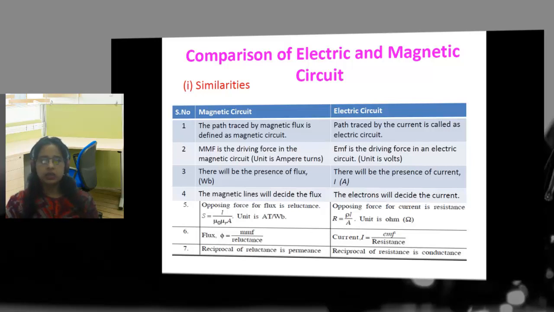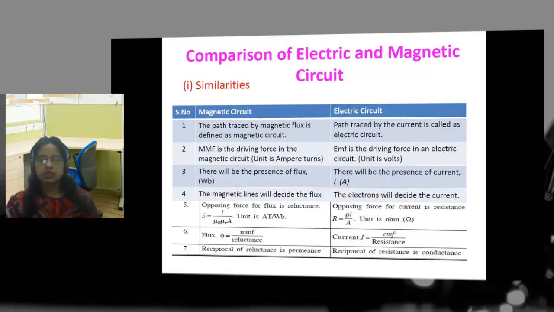So first, magnetic circuit. The path traced by magnetic flux is defined as magnetic circuit. Okay, that is a closed path that is traced by the magnetic flux. Okay, that is the magnetic circuit. Path traced by the current is called the electric circuit. Path traced by the electric current, when the path is closed, the path traced by the electric current is called the electric circuit. MMF is the driving force.